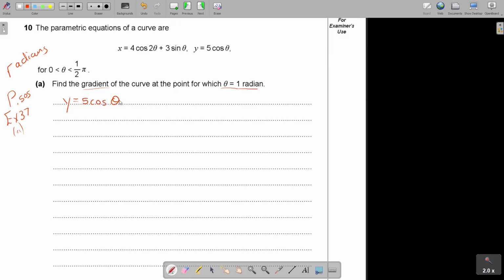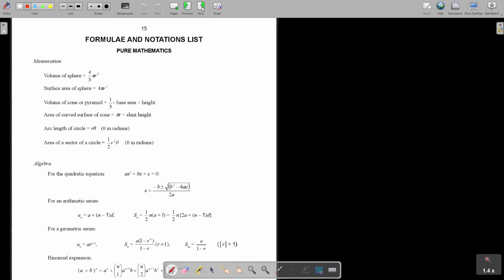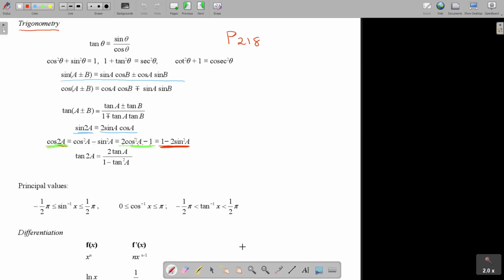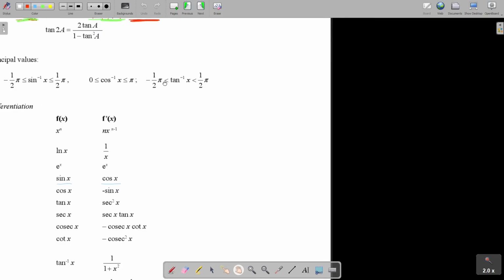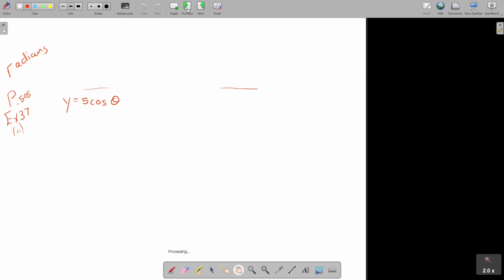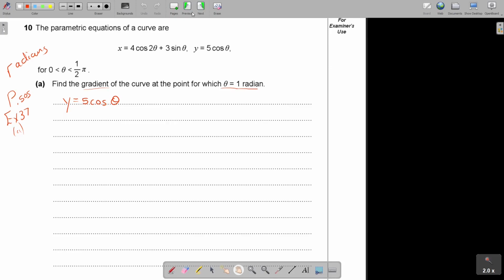As I said, this will help you. If you go to your formula sheet, I'm busy with differentiation. Remember, just what are you busy with? I'm busy with differentiation, and I'm going to differentiate cos. If I differentiate it, it's going to be negative sin x. So the formula sheet can help you. So basically, I'm going to have dy over d theta, and that is going to be equal to 5 times negative sin theta, which is equal to negative 5 sin theta.